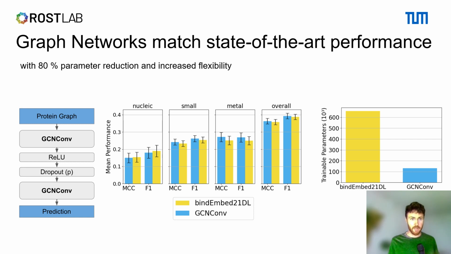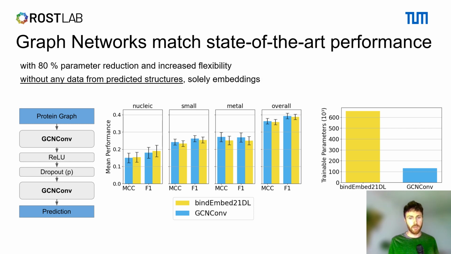So coming back to this slide, with what we've learned, we showed that we can yield the parameter reduction of 80% without actually using any additional data from predicted structures, but simply by using graph neural networks, omitting the DSSP features, generating our own adjacency matrices, and using PLM embeddings.